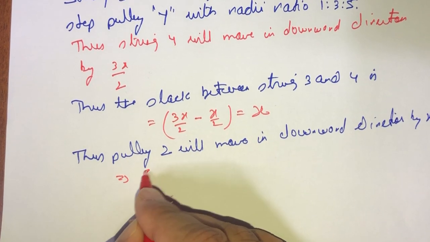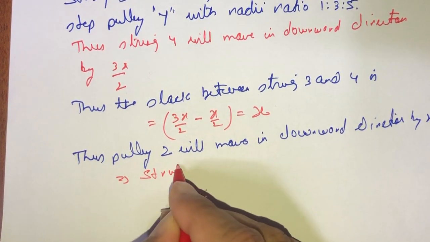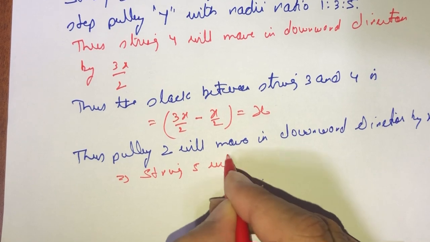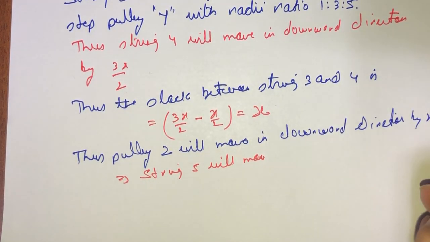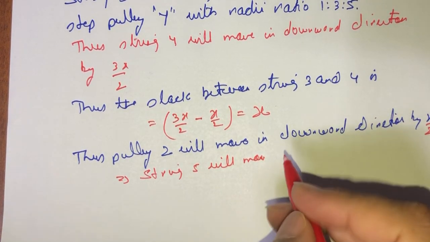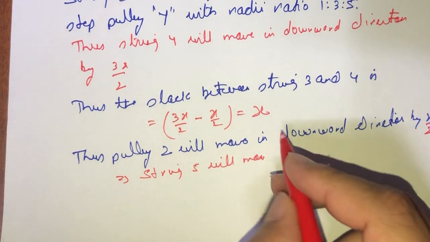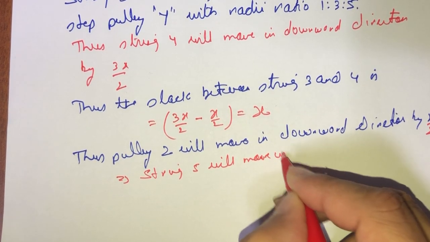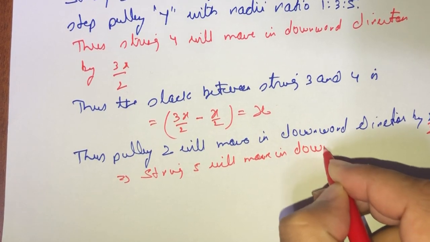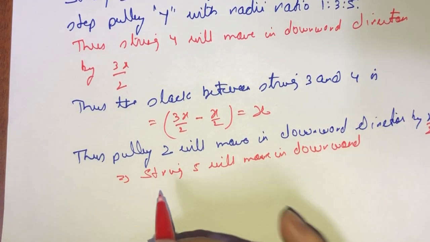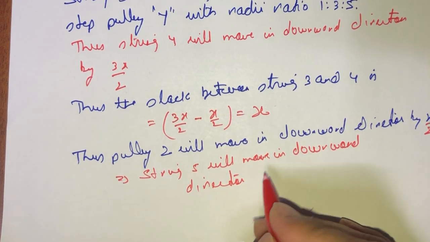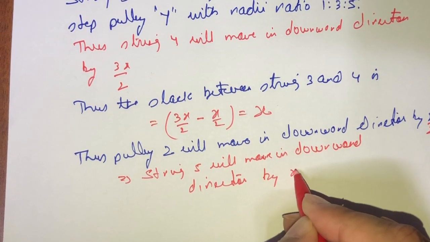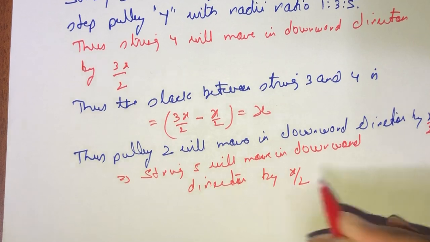Thus string 5 will move by x/2. Therefore string 5 will move in downward direction by x/2.